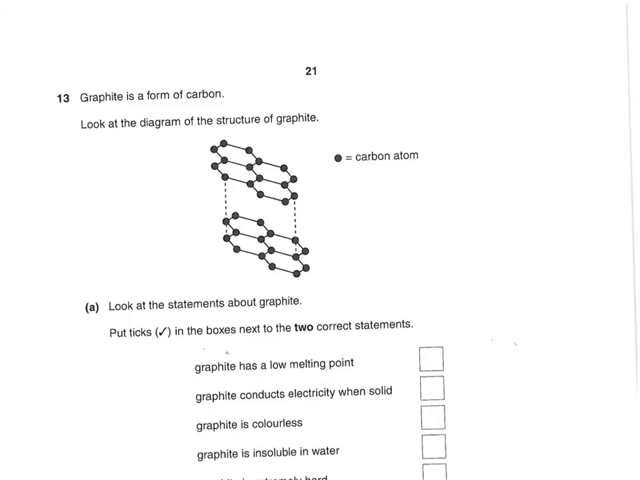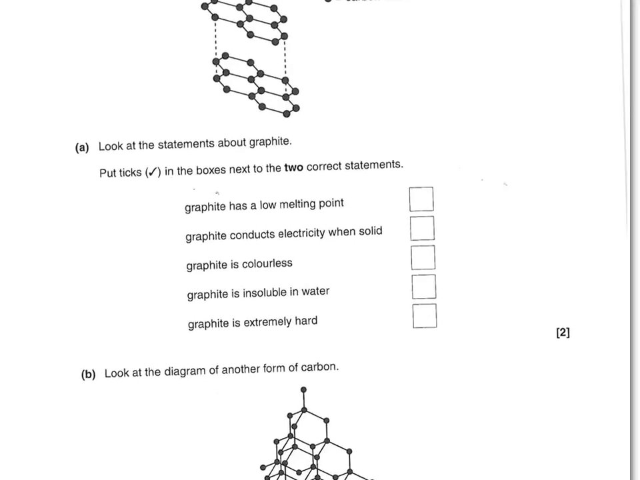Next question. Graphite is a form of carbon. Look at the diagram, that's graphite. It says look at the statements about graphite. Put ticks in the boxes next to 2 correct statements. Firstly, graphite doesn't have a low melting point. It's a high melting point, so it's not that one. Graphite conducts electricity when solid. Well, graphite does conduct electricity, so you tick that one.